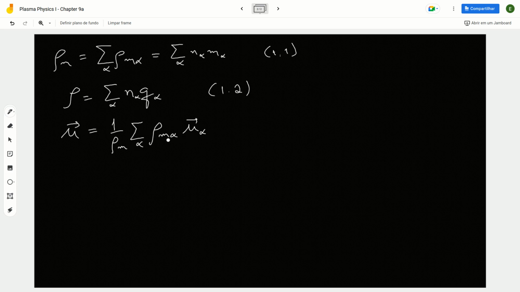The weighting is important in this definition because particles that have more mass will contribute more to the velocity of the plasma. So this is why it's important to multiply it by the mass density.